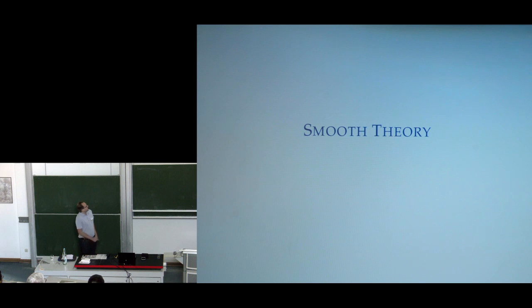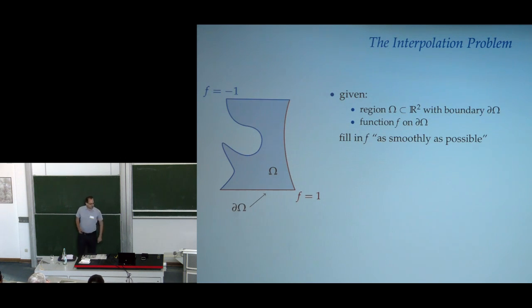All right, so let's start with the smooth theory. Let's start with the following model problem. Let's say I have some region in the plane, and I give you some function, and I tell you the function values on the boundary. So I have this function f, and I want f to be -1 along this blue part of the boundary, and I want f to be 1 on this red part of the boundary. Now I want you to fill in f on the inside of the domain.